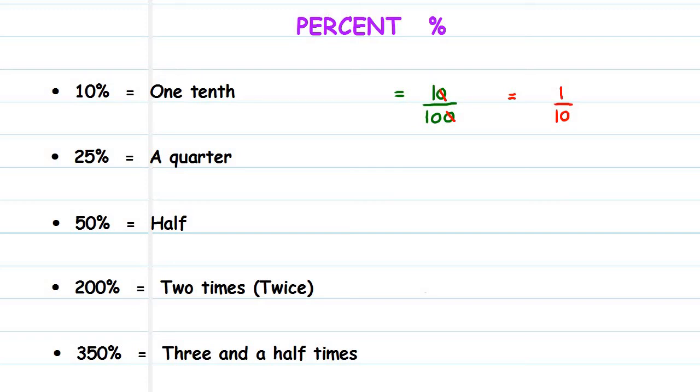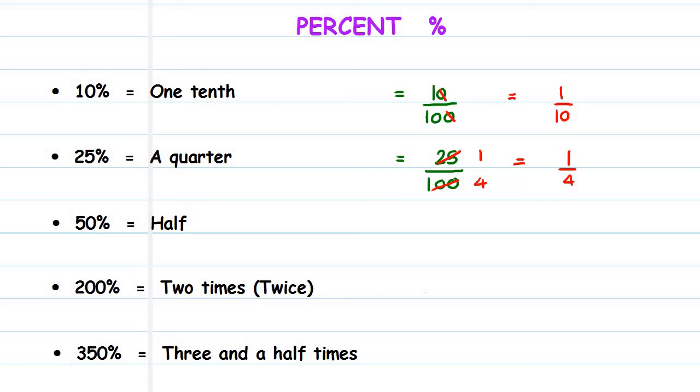25% is a quarter. Let's see why. So 25% is 25 divided by 100. And we can simplify this by dividing the top part with 25 and we're going to get 1. And dividing the bottom part with 25, we're going to get 4. So we're going to have 1/4 or a quarter. So 25% is a quarter.